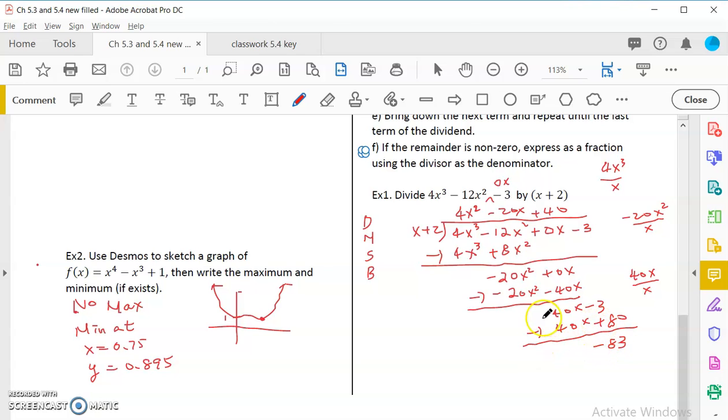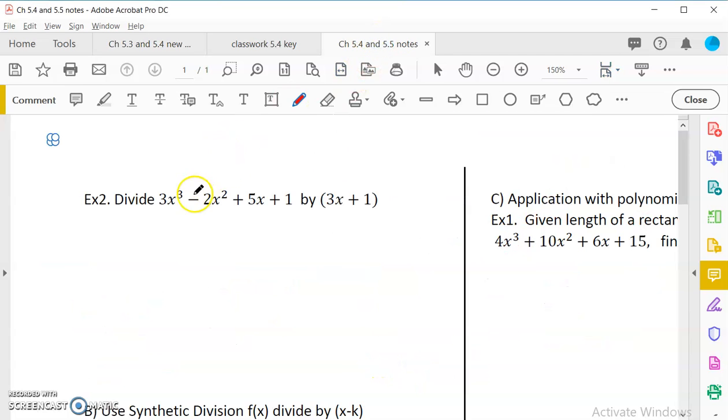So the answer is 4x squared minus 20x plus 40. But what do I do with the remainder? You write it as a fraction: plus negative 83 over x plus 2. So this is how you do long division. Okay, we're going to do another example on the second page here.